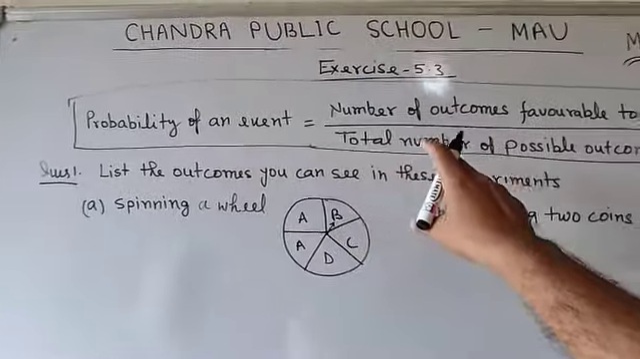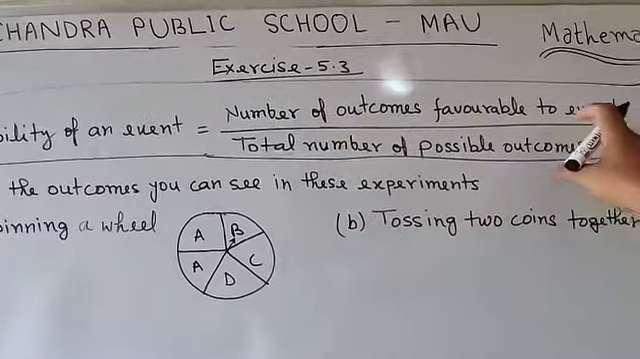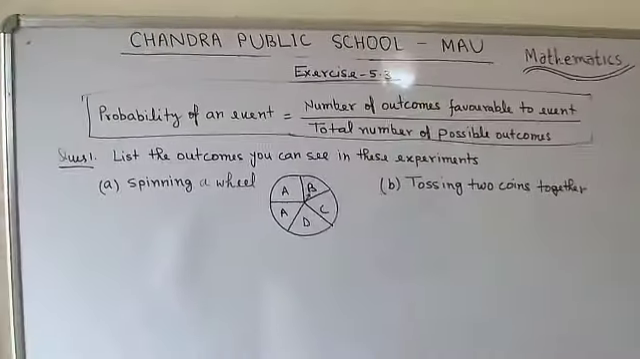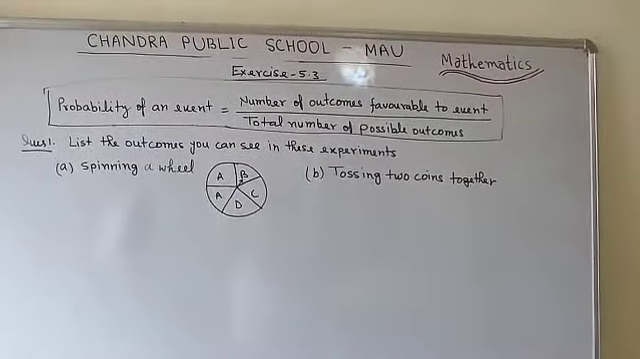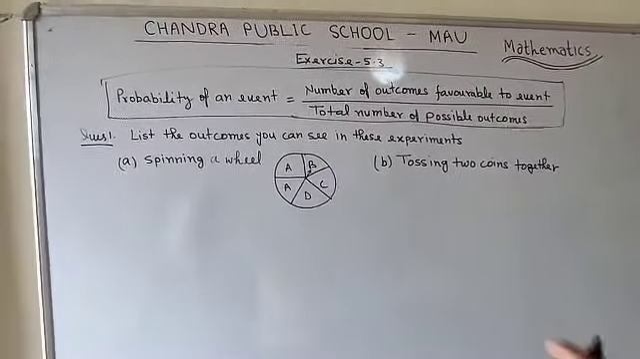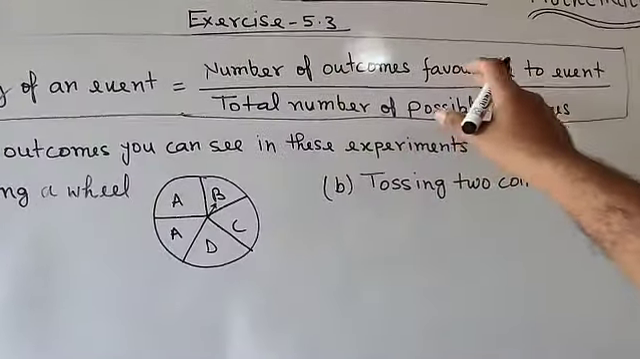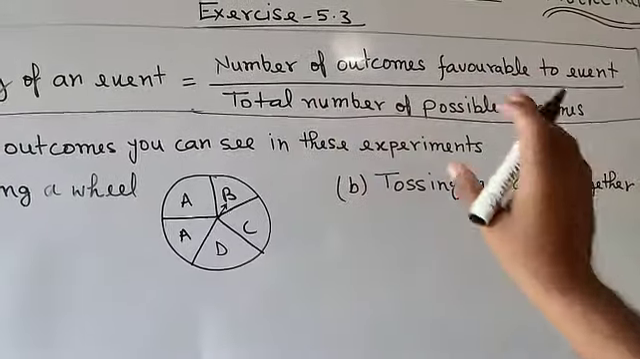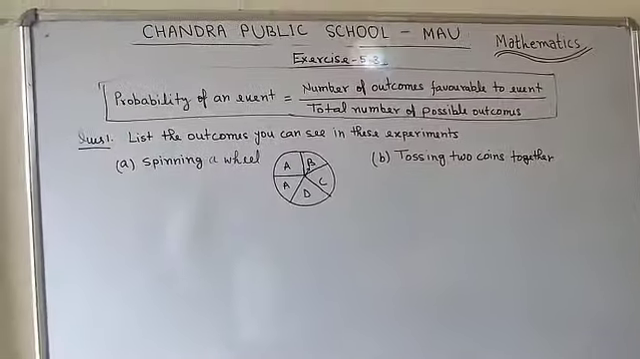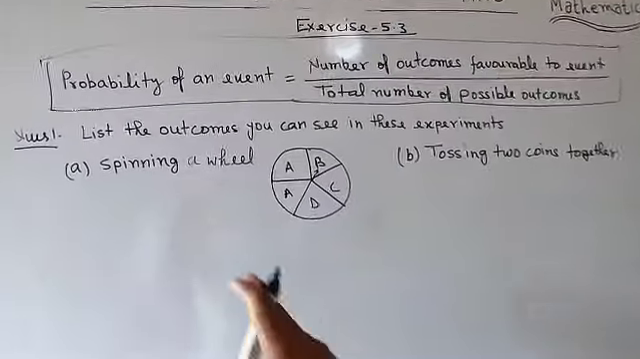Probability of an event equals the number of outcomes favorable to an event upon the total number of possible outcomes. So kindly note down that formula. I will use that formula in the questions, and I will explain what the number of outcomes favorable is and what the total number of possible outcomes is. So that is the formula. Kindly note this down.